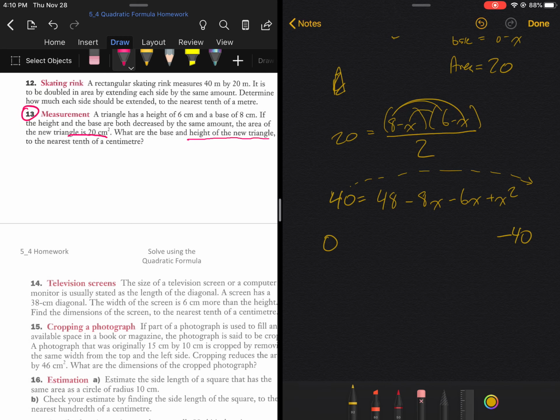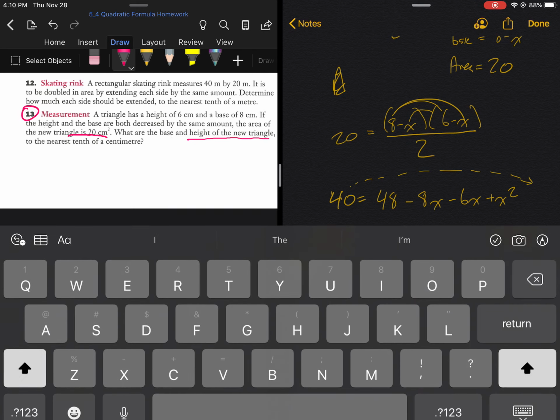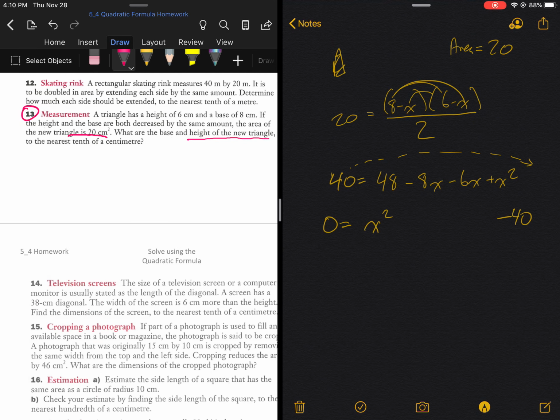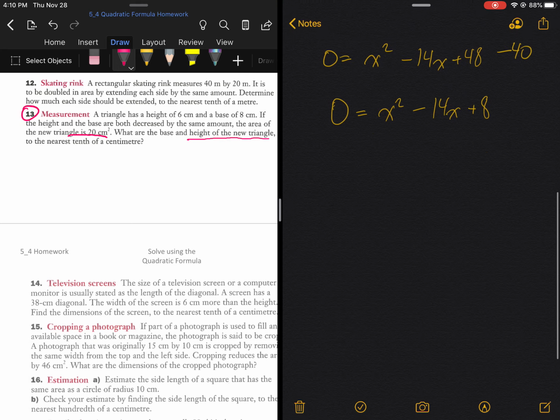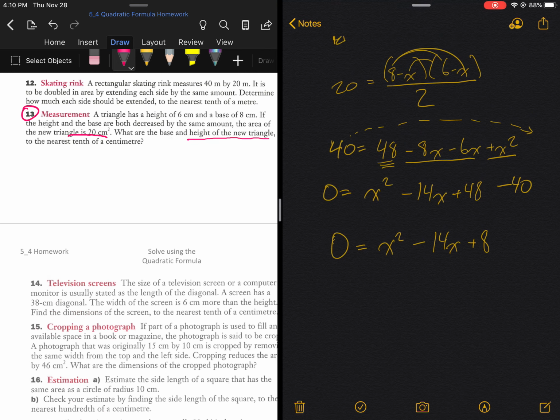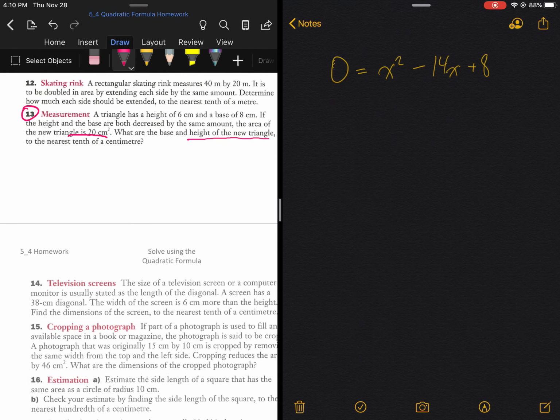Let's move this 40 all the way over to this side, so minus 40, and that becomes 0 equals x squared minus 14x plus 8. Is there any possible way to factor this? I don't think so. There's nothing that multiplies to 8 to get 14.